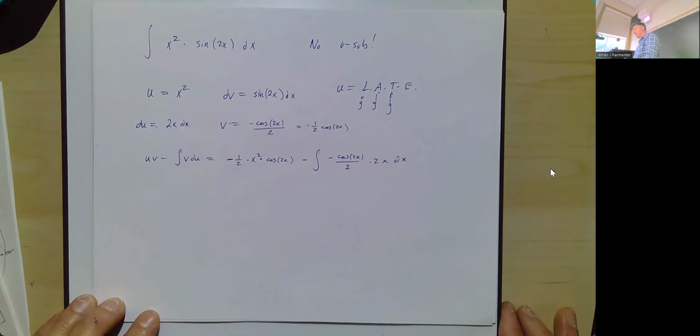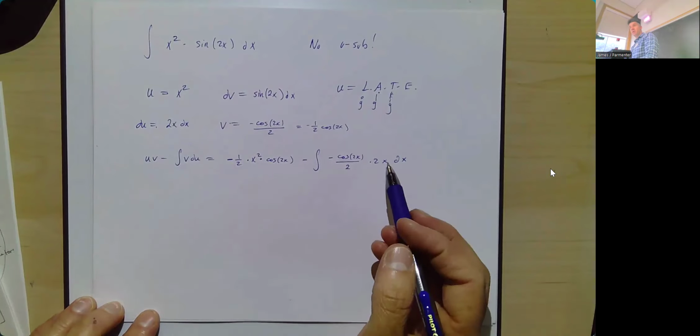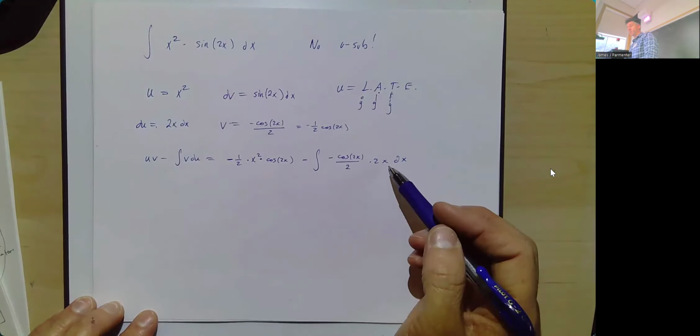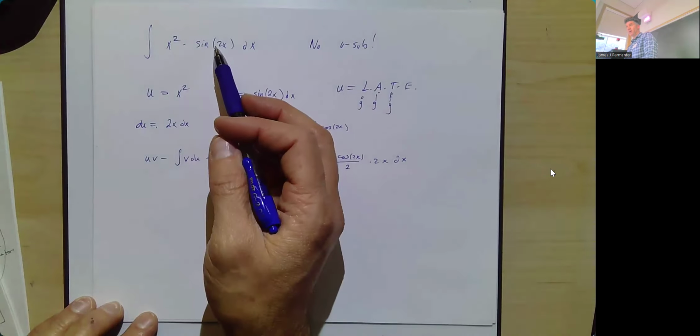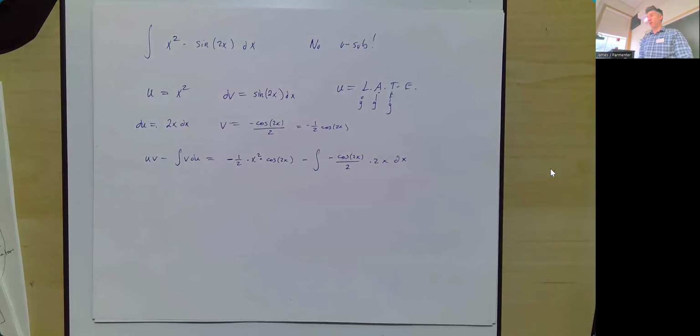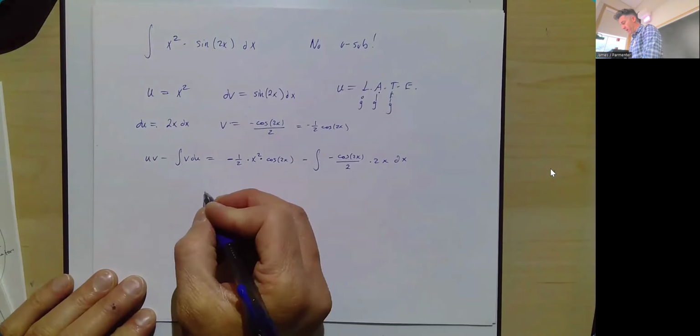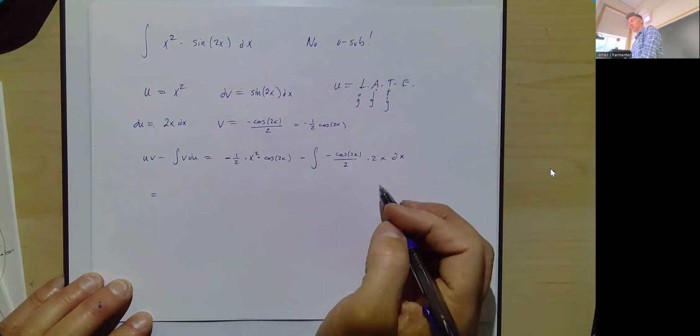Now here's the deal. This integral here, although simpler, right, it's x to the first times the trig function instead of x squared times the trig function, is not simple enough that we know how to integrate it. We have to use integration by parts again. So here's what I would say. I'm going to do one thing before I do that. I'm going to simplify this just a little bit.